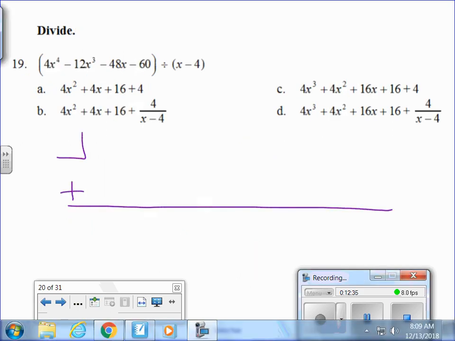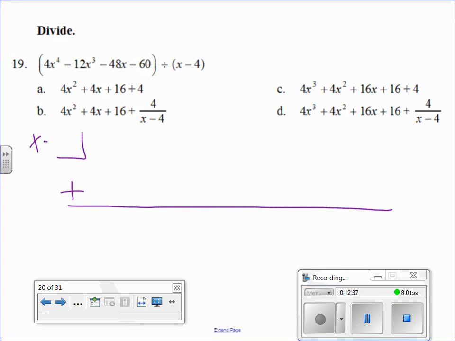All right, I'm going to improv this, guys. So first, you have to plug this in. Wait, no. You just want a 4 right there. It's the solution to this binomial. Whenever you're dividing by a binomial, you'll put that solution in the box. I forgot this is synthetic. So then you place in a 4, negative 12, 0, because there's no squared term, then a 0, a negative 48, and a negative 60. Then you drop down the 4.